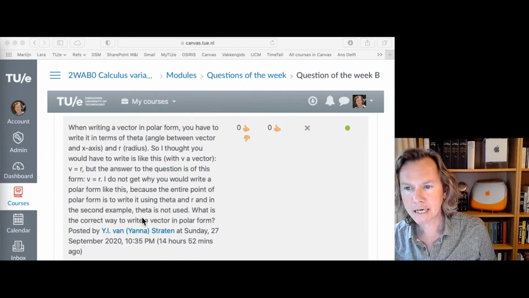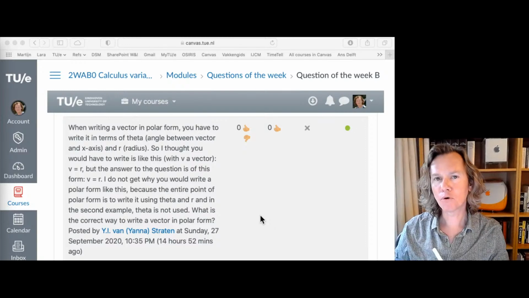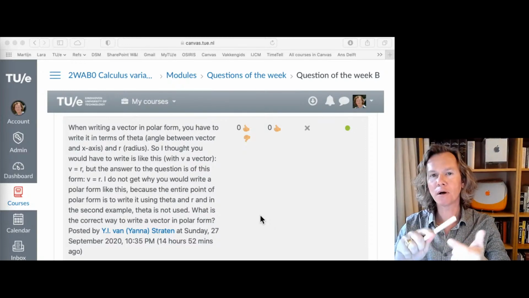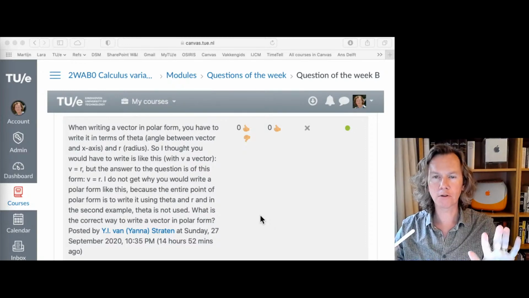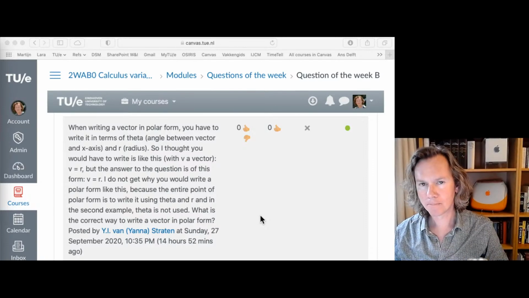When writing a vector in polar form, you have to give theta and r. Yeah, that's correct. How you write that down, we already covered it a little bit. That is not that important. As long as you give the r value and the theta value, you're fine. And then the notation, it's not standardized, and the book is also not clear about that. But providing r and theta, that is the polar form.